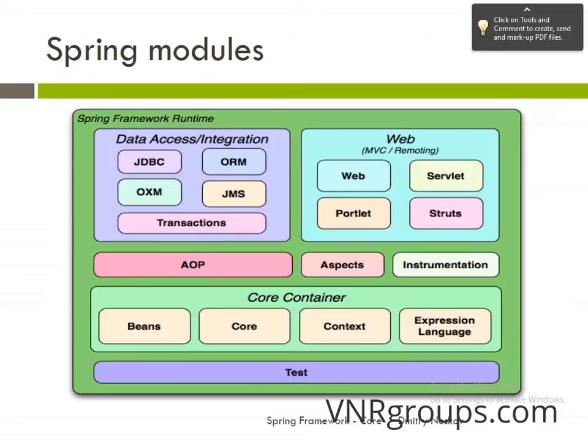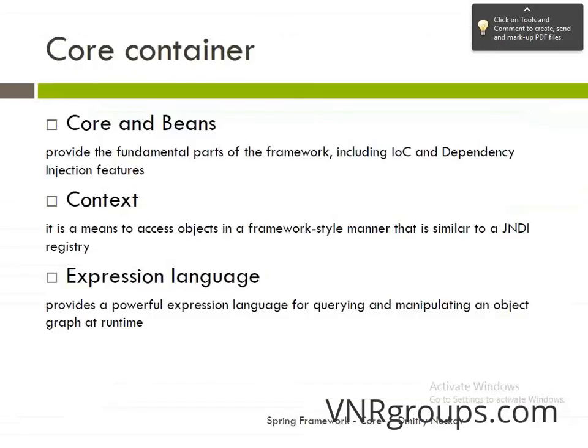Of course, the good thing is you have a test framework. It could be TestNG or JUnit, anything; it goes the same way, not too fancy. It provides the fundamental parts of the framework, including IOC and dependency injection, and context access objects in the framework style, which is basically how our JNDI works, and expression language. It's basically for querying and manipulating values and so on. That's where we get started.